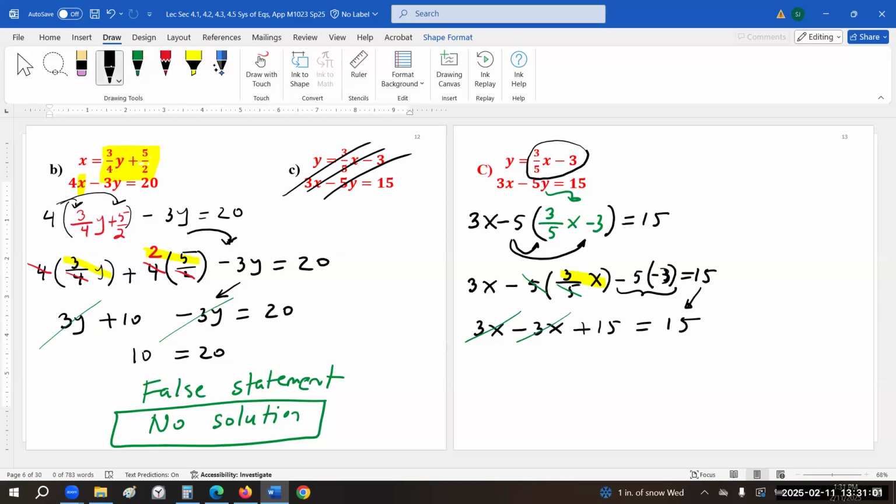What is left on the left side of the equal sign? 15. And the right side of the equal sign? 15. So is this true? 15 equals 15? True. So if you get some true statement, that means the two lines here are the same line. So that's why you have the same number on both sides. Infinite solution.